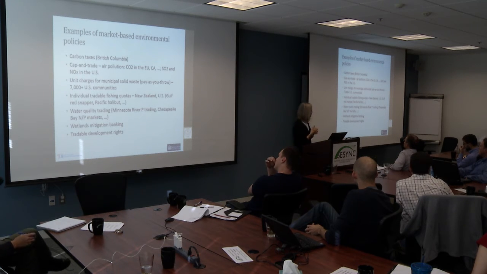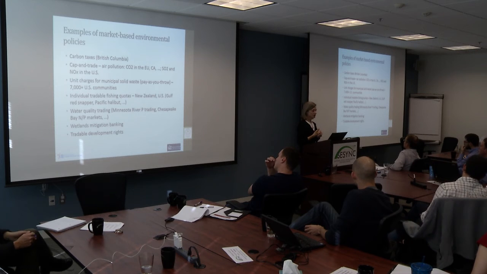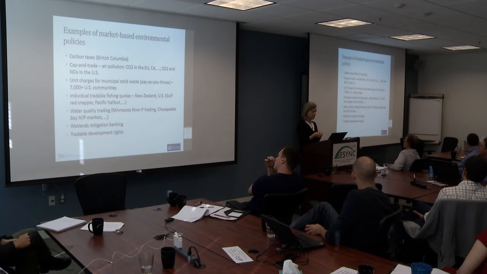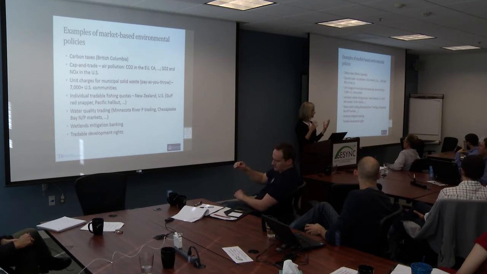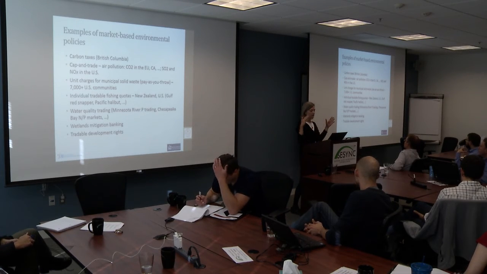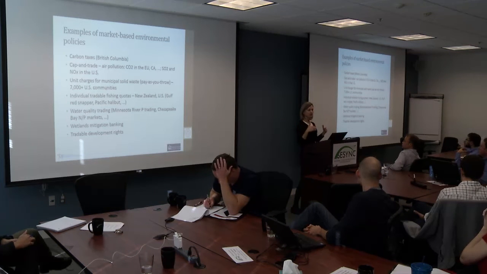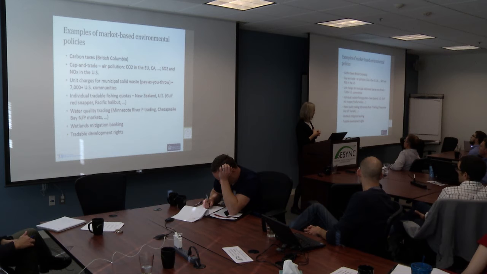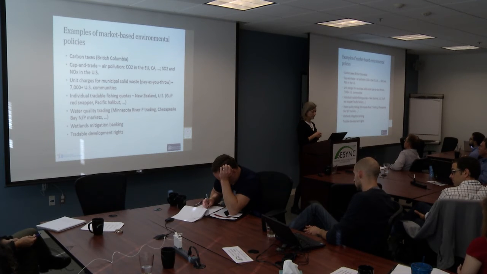Probably the most successful experiments with these have been individual tradable fishing quotas. Pete, I'm sure, knows much more about those than I do, but New Zealand manages something like 85 or 90% of the stocks within its exclusive economic zone using these tradable quota systems. In the United States, there are a lot of species that are managed this way too, although it's been much more controversial, and it's come and it's gone, and it's been banned and it's been unbanned. But Gulf snapper right now and Pacific halibut are two very good and pretty well-studied examples.